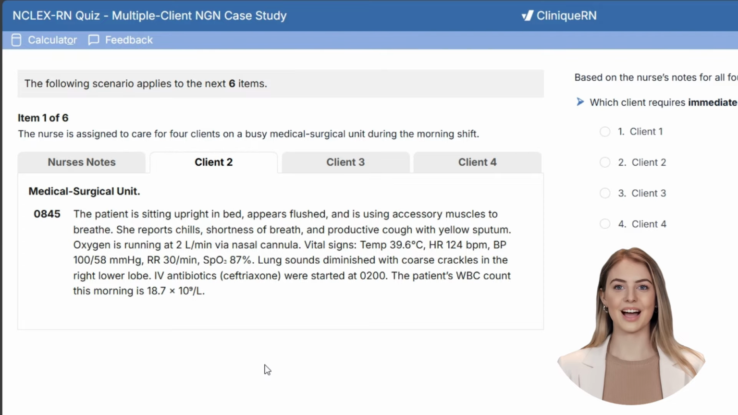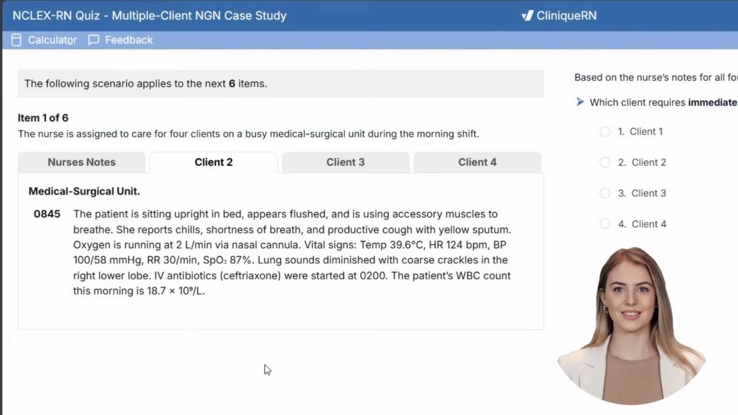Client 2. The patient is sitting upright in bed, appears flushed, and is using accessory muscles to breathe. She reports chills, shortness of breath, and a productive cough with yellow sputum. Oxygen is running at 2 liters per minute via nasal cannula.